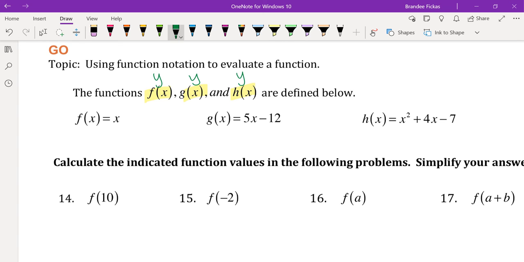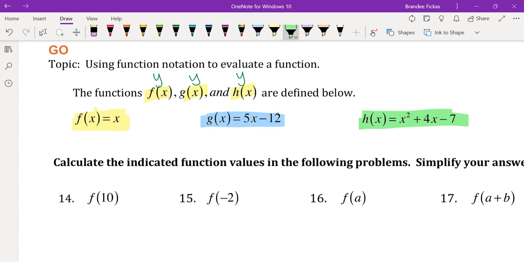So instead of y, we use variables. So we have a whole bunch of variables out there to choose from. So we are being told f of x equals x. We are told g of x, excuse me, g of x is the equation 5x minus 12, and h of x is the equation x squared plus 4x minus 7.